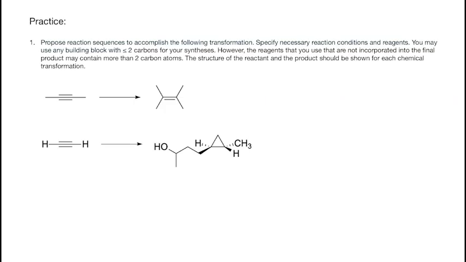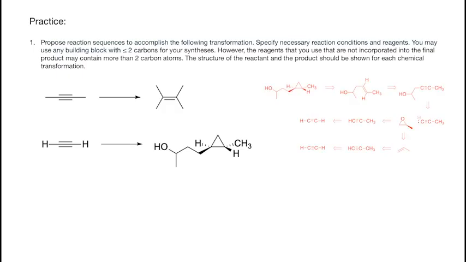In the second reaction, acetylene is transformed into the following product. This is a challenging problem, but to determine the required steps, we can use retrosynthetic analysis, working backward from the product to identify the intermediates and reactions needed to achieve the transformation.